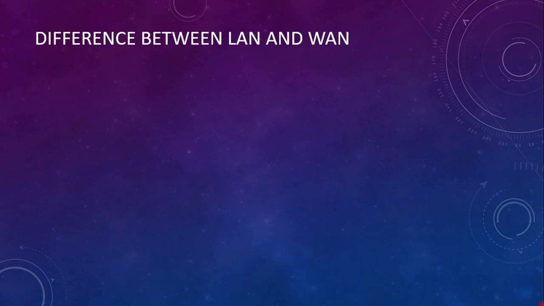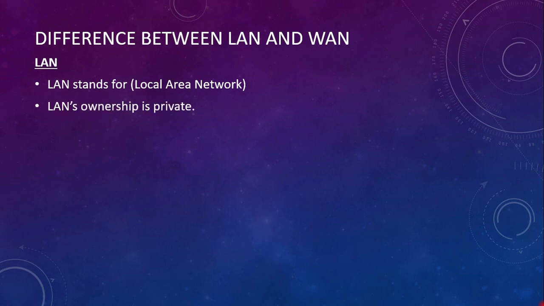Now, what is the difference between LAN and WAN? This is a networking topic in which you will get to know the difference between a LAN and a WAN. LAN stands for local area network. It means your systems are connected locally, we can say within your office space. LAN's ownership is private. It belongs to you only; no one else has public ownership. The speed of LAN is very, very high. It depends upon the LAN type you're using, but it's very high compared to WAN.